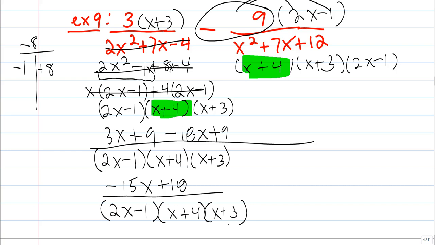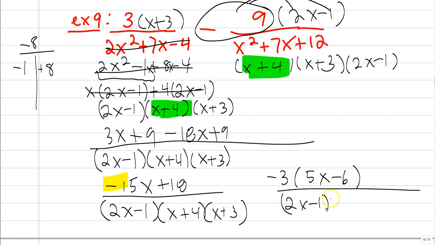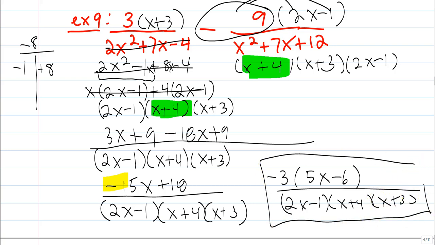Just circle it? No. Check if the top can factor. 15 and 18 are both divisible by 3. When the leading coefficient is negative, we're going to factor out a negative 3, leaving us with positive 5x minus 6. But unfortunately, that does not match any of our groups on the bottom. So we are done. Nothing simplified, so we're done.